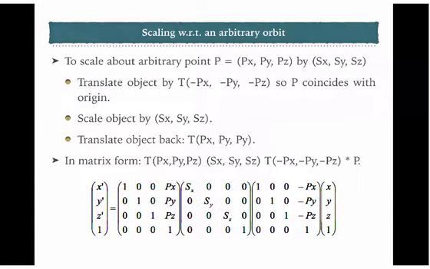Scaling with respect to an arbitrary point. To scale about an arbitrary point P, px, py, pz by sx, sy, sz, the first step is to translate the object by t, which is minus px, minus py, minus pz, so that P coincides with the origin. Then scale the object by sx, sy, sz. Then translate the object back to px, py, pz. Given below is a matrix representation of the above description.